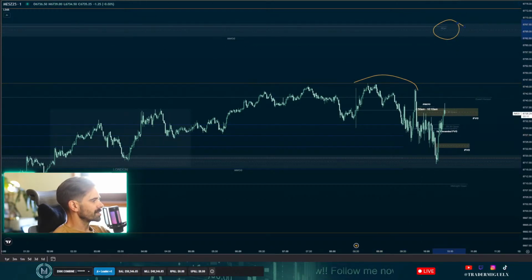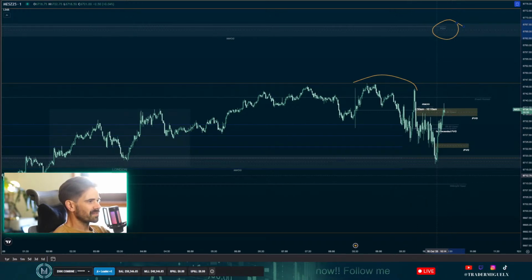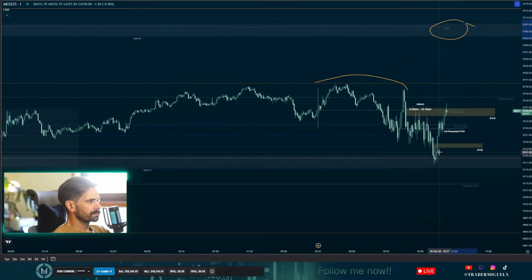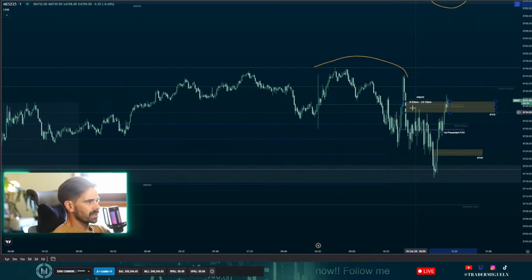So it's kind of annoying, honestly, to see the market behave like this. But right now I have some mixed feelings, honestly. We could have taken a short position here, honestly, when I saw this rejection here on this previous bearish fair value gap.